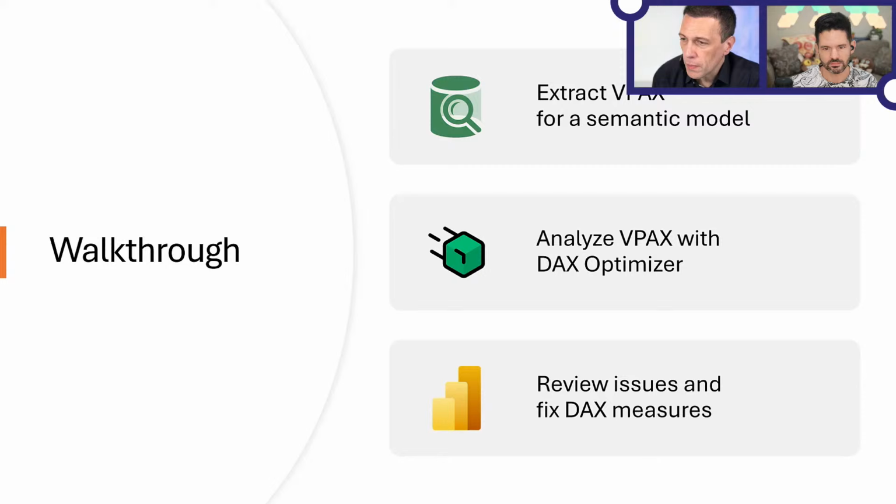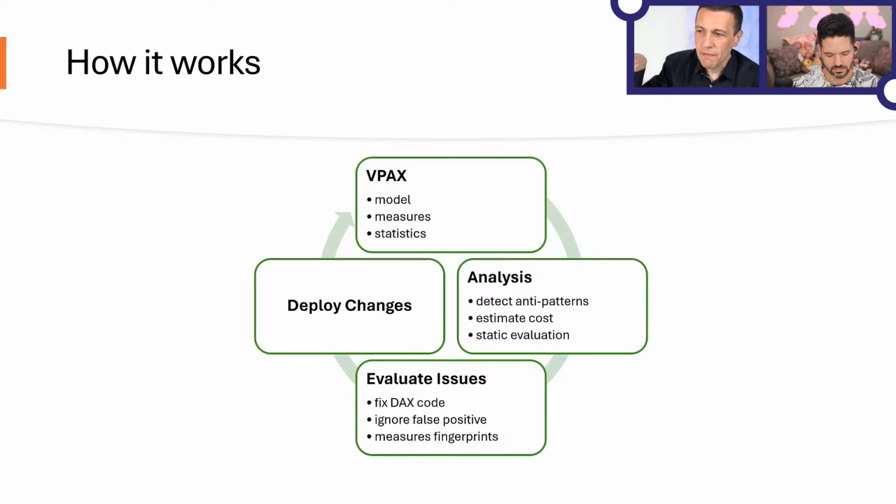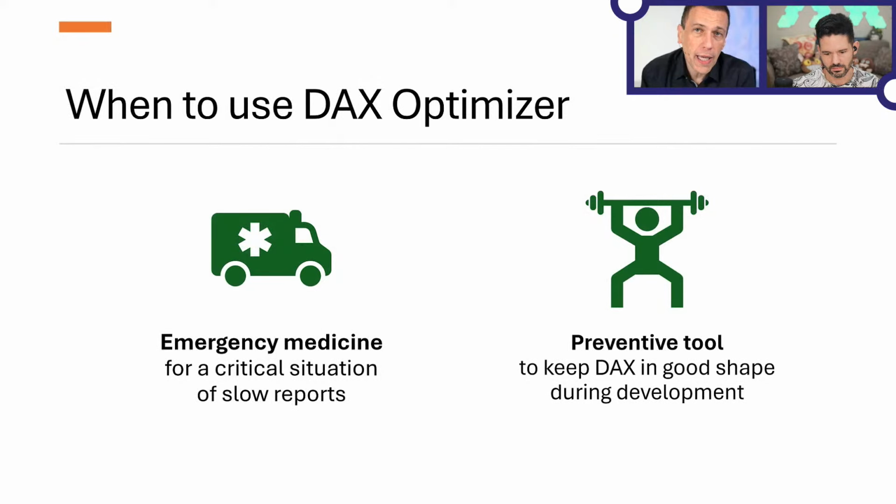So just go back one slide. So basically, that's the idea. VPAX analysis, evaluate issue, deploy changes, right? So this could be a loop, but let's think about what is the way. So when do you use DAX Optimizer? There are two approaches. One is that you use it as an emergency medicine.